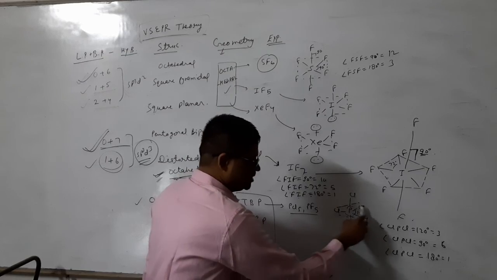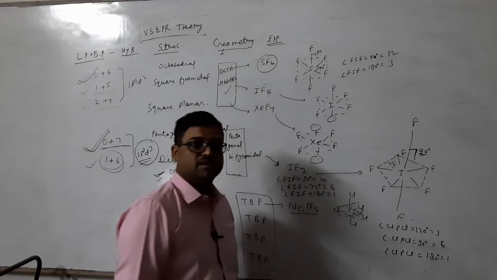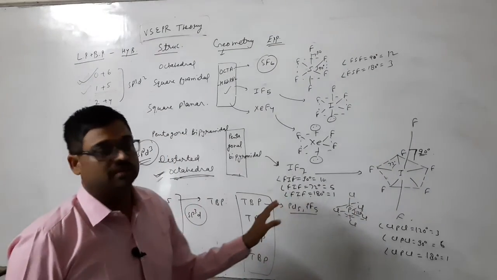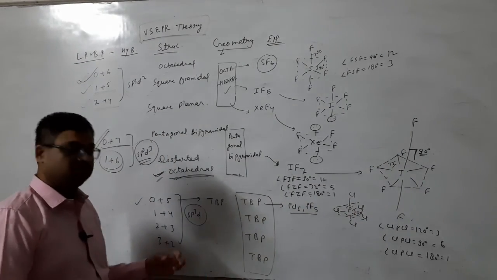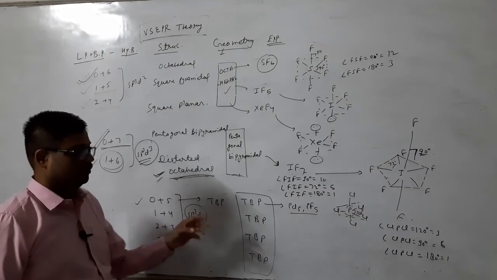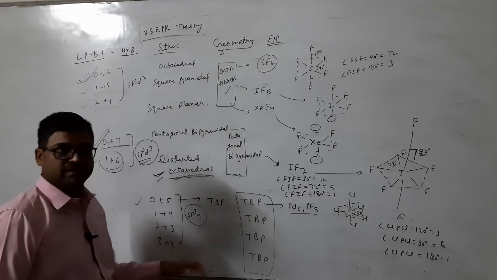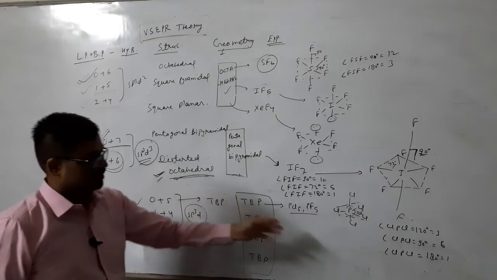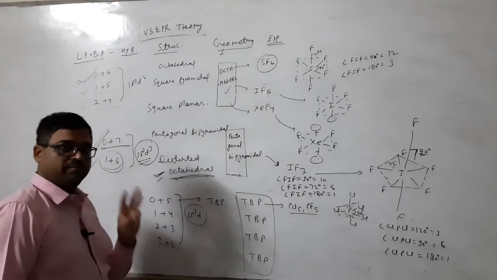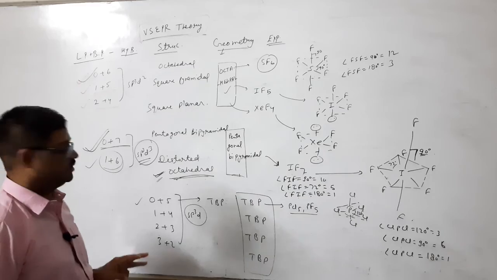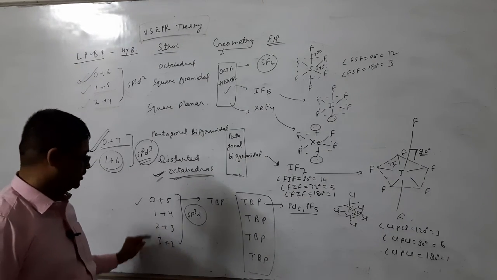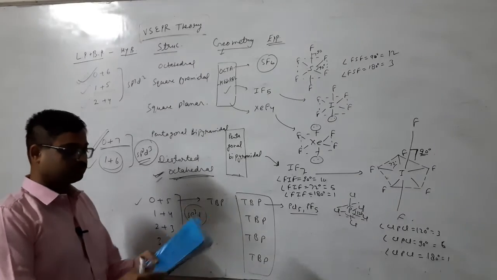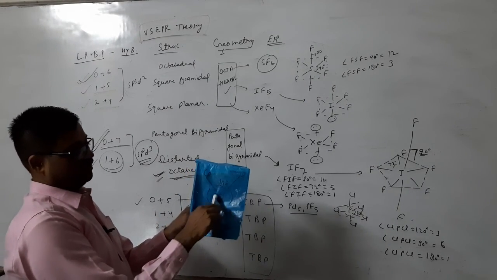If we consider the structure of PCl5, these are the equatorial positions and these are the axial positions. In TBP geometry, the equatorial position has the maximum distance. So whenever a lone pair comes, it will come on the equatorial position. How many lone pairs can be accommodated here? Maximum 3 lone pairs can be accommodated here. You can see 1, 2, 3. That's why I have taken 3 cases of lone pair. Clear?